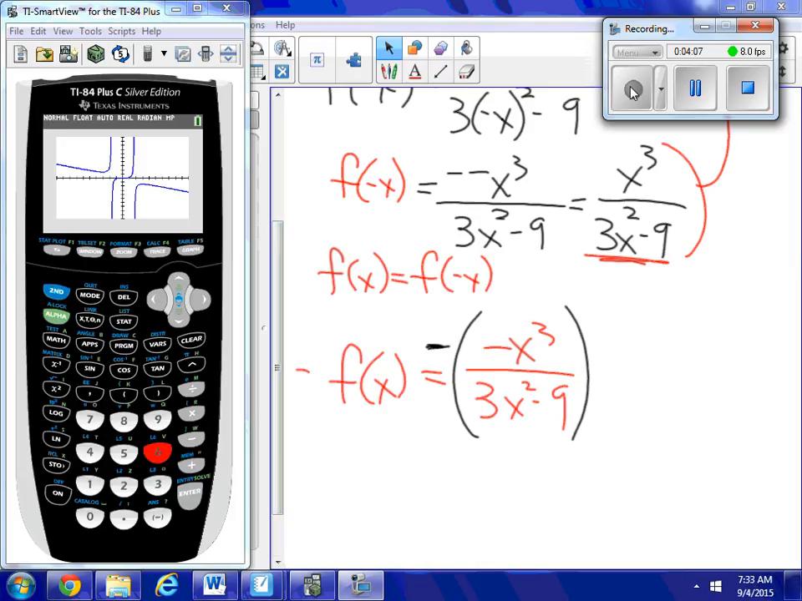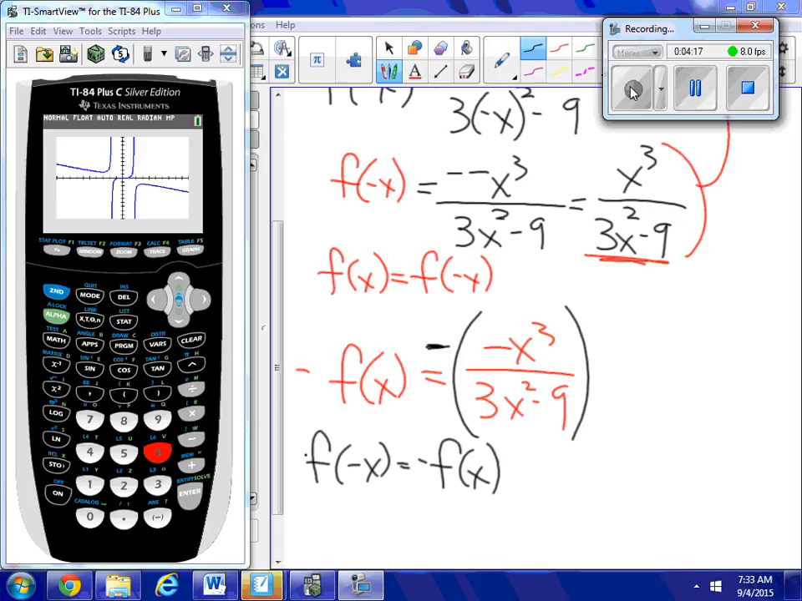So remember, I'm trying to see, is f of negative x equal to negative f of x? And I'm going to try and simplify this piece of it. And looking at f of negative x, I see I have this denominator, 3x squared minus 9. Well, I have the same denominator down here in negative f of x. So I probably don't want to put my negative sign towards the denominator. I'm going to distribute it to the numerator, and I get negative x cubed over 3x squared minus 9.